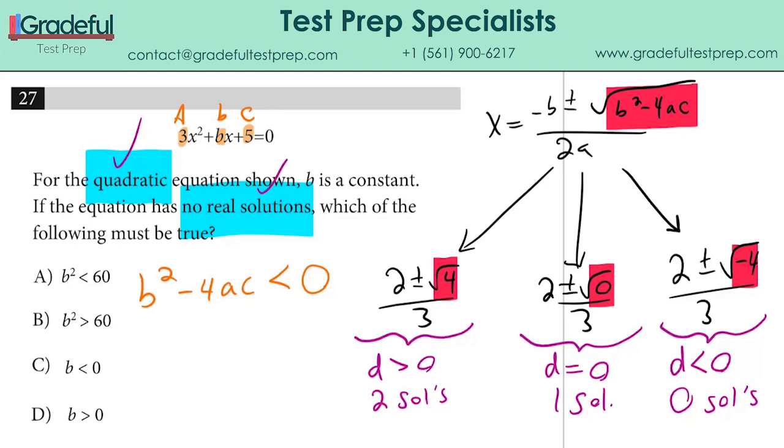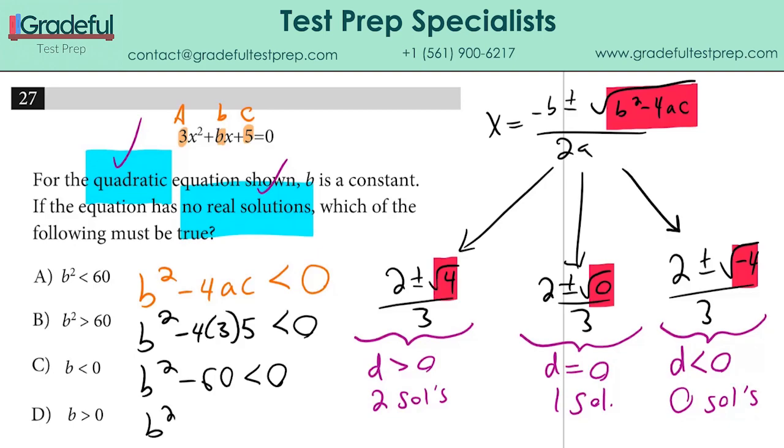But here, they're playing nice and they're making B, B, which is great. b squared minus 4ac would be their b squared minus 4 times 3 times 5, and that's less than 0, so we'll just start solving. This is minus 60 here when you multiply these numbers, and you can add 60 to both sides, so b squared is less than 60, and that matches with answer choice A for number 27.